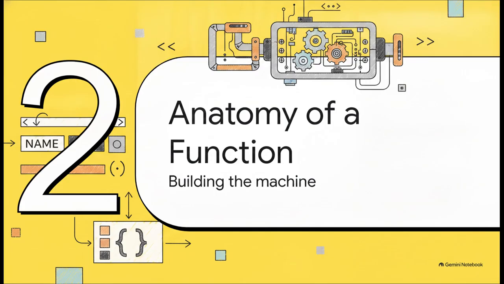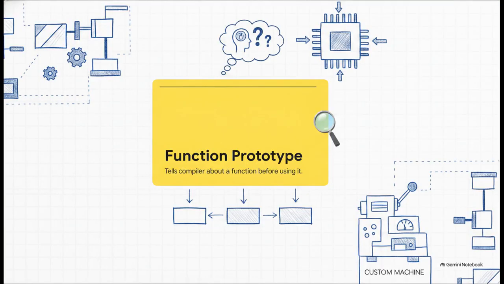Section 2. Anatomy of a function. Let's look under the hood and actually build this machine. Now, before you can build any machine on a factory floor, you got to submit a blueprint, right? Well, in C programming, that blueprint is called the function prototype, or declaration. It sits right at the top of your file and essentially taps the compiler on the shoulder to say, hey, just a heads up, later on, I'm going to use a machine with this specific name, it accepts these exact types of inputs, and it's going to spit out this specific type of output. This preps the compiler so it doesn't totally freak out when it encounters your custom machine later in the script.